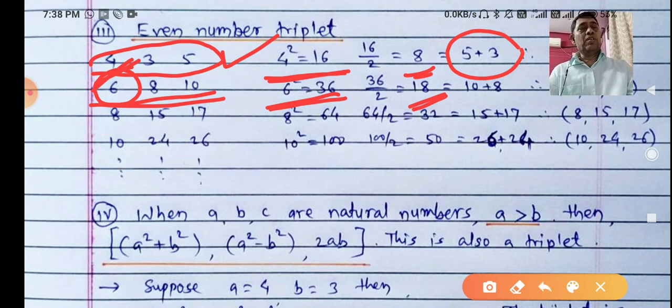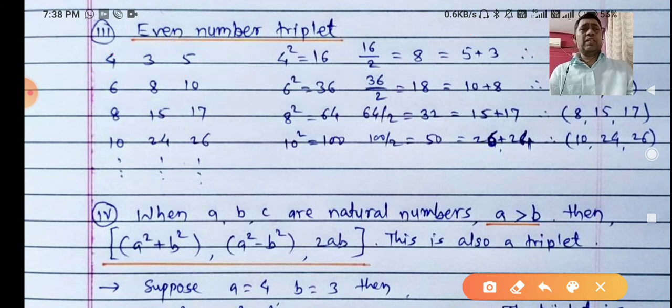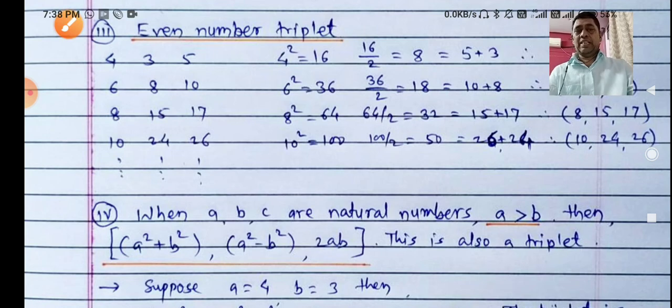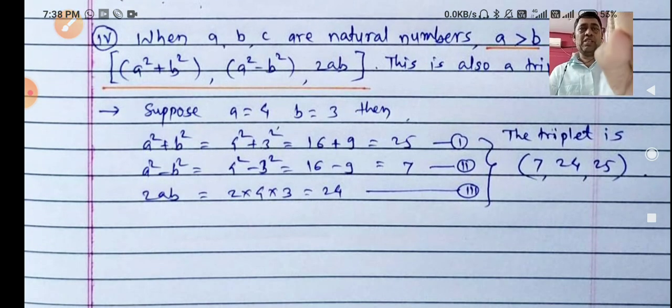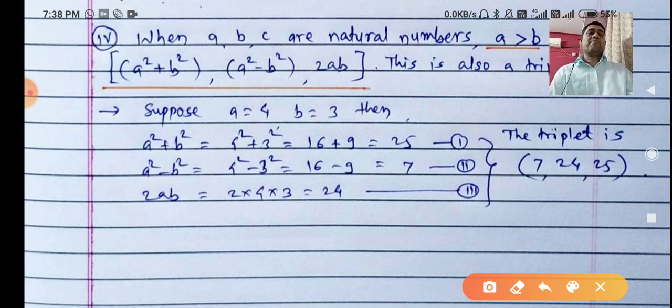Therefore we got a lot of triplets by using that trick. These are very easy tricks. In your textbook, it gives 3 numbers in this way. When A, B, C are natural numbers, but the condition is A is greater than B.